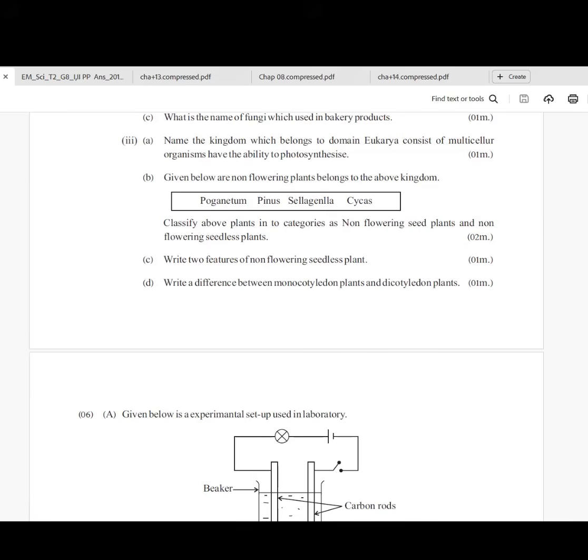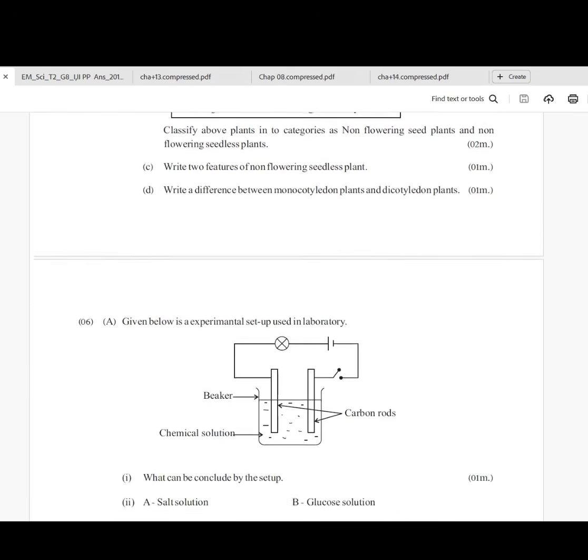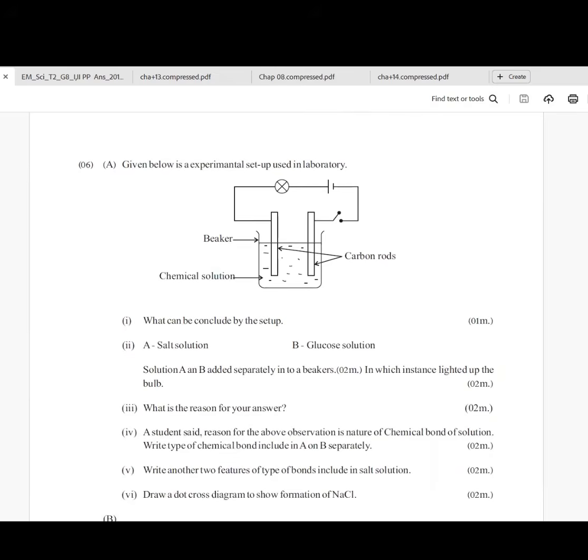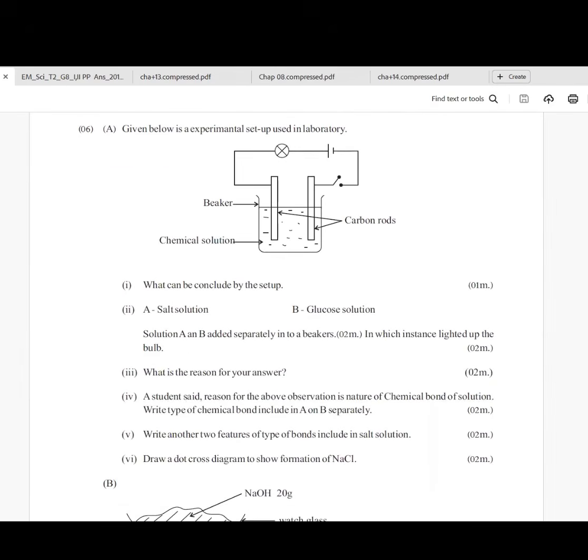Question number 6. Given below is an experimental setup used in laboratory. Beakers, carbon rods, and chemical solution are there. What can be concluded by the setup? To investigate current flow through the solution.